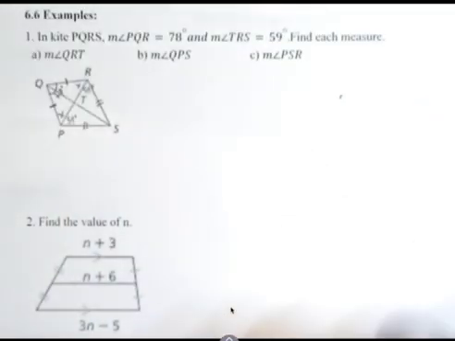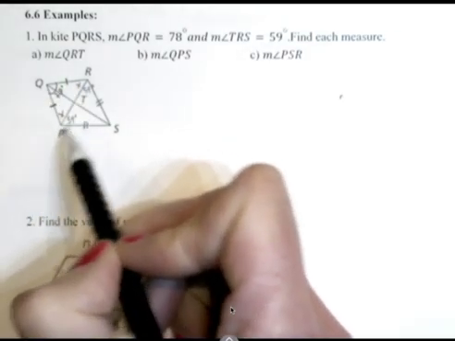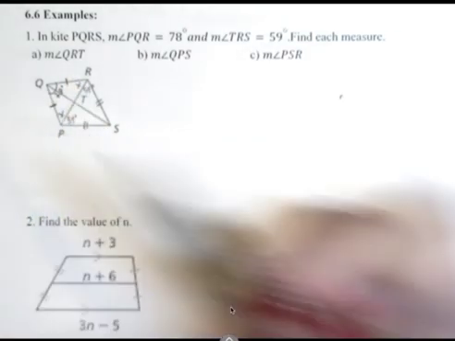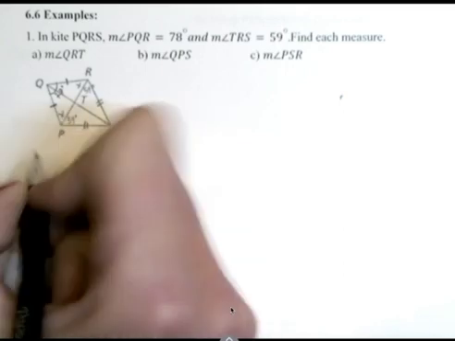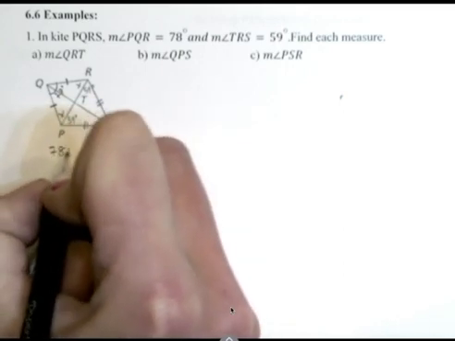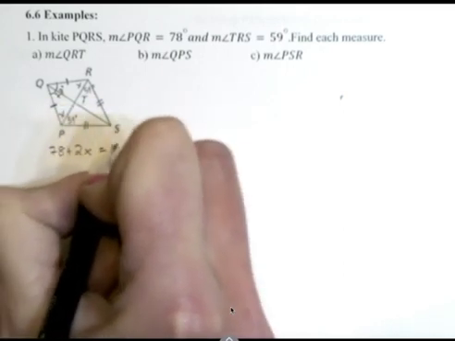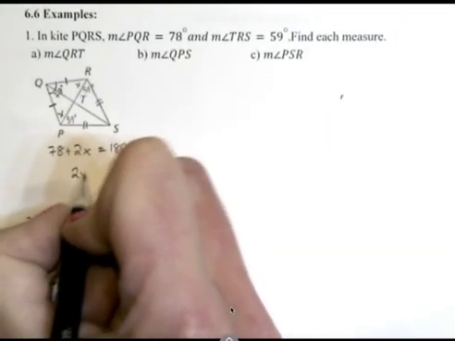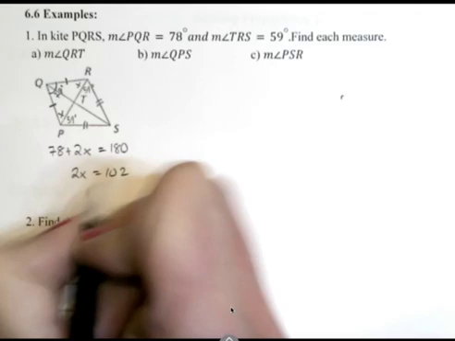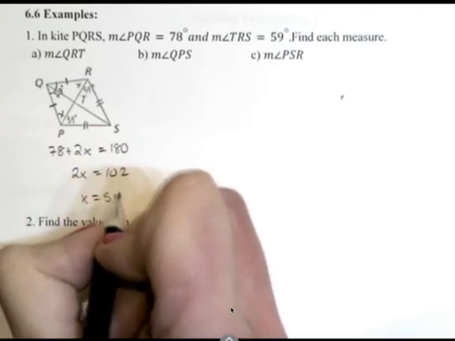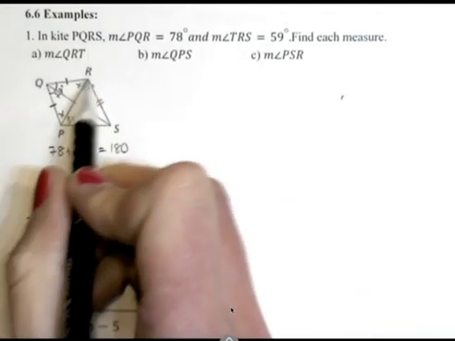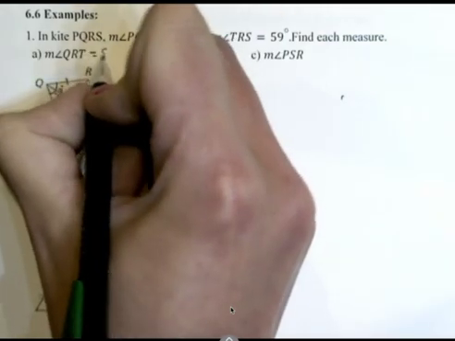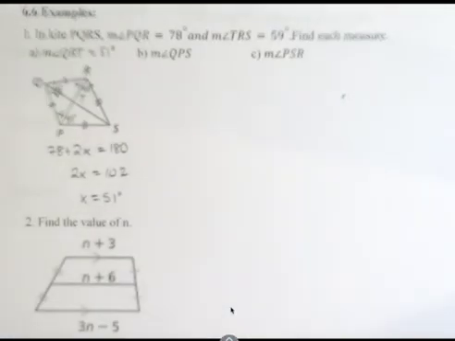So right now they want me to find what I've labeled X. Also this triangle right here, those three angles must add to 180 per the triangle sum theorem. So I'm going to say 78 plus 2x equals 180. Subtract 78, so I get 2x equals 102. Divide by 2, and we get x is 51 degrees. So QRT, that angle, is 51 degrees.